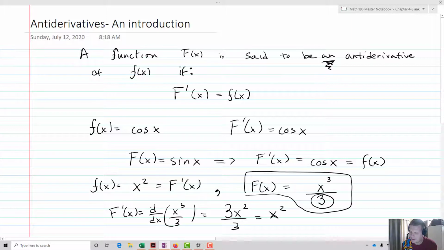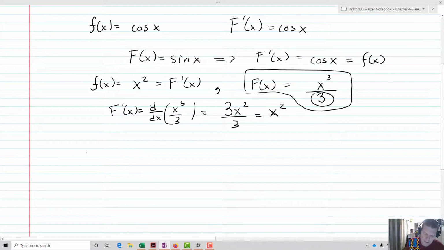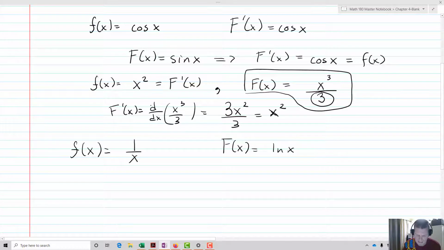Okay, let's try that again. Let's find an antiderivative, and this time let's take little f of x equals 1 over x. Well, I know that the derivative of natural log of x is 1 over x. So that tells me that big F of x is equal to the natural log of x, because that's the derivative. Cool, right?